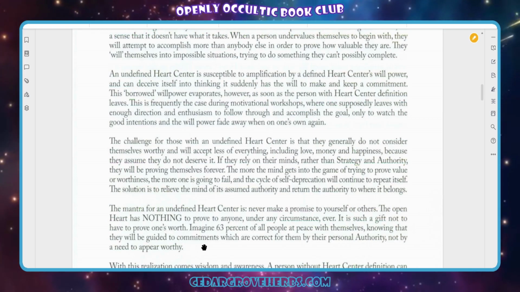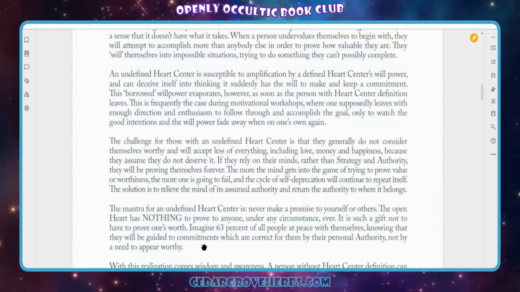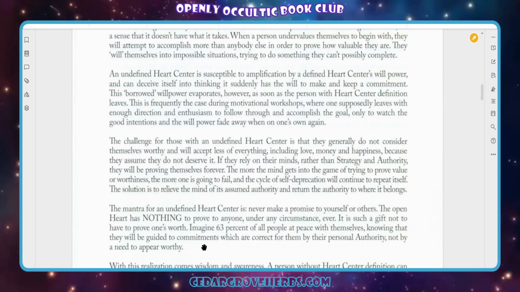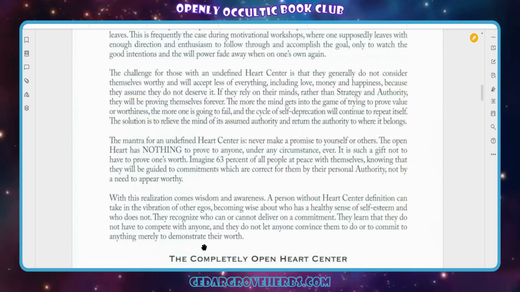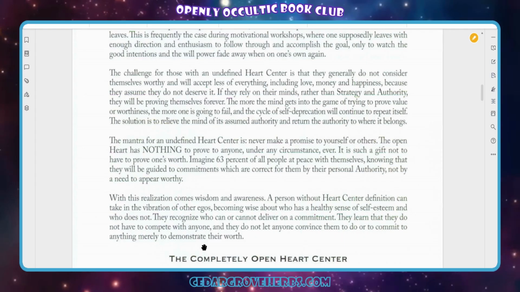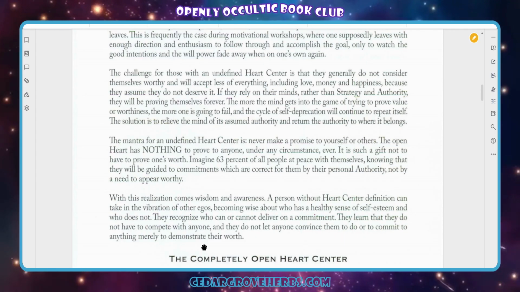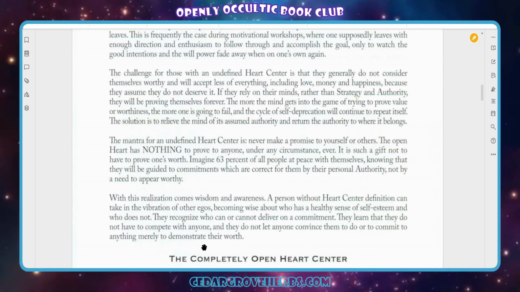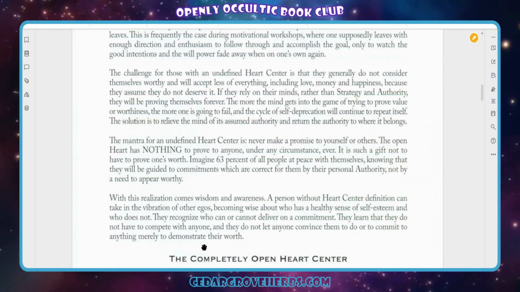The solution is to relieve the mind of its assumed authority and return the authority to where it belongs. The mantra for an undefined heart center is never make a promise to yourself or others. The open heart has nothing to prove to anyone under any circumstance, ever. It is such a gift not to have to prove one's worth.